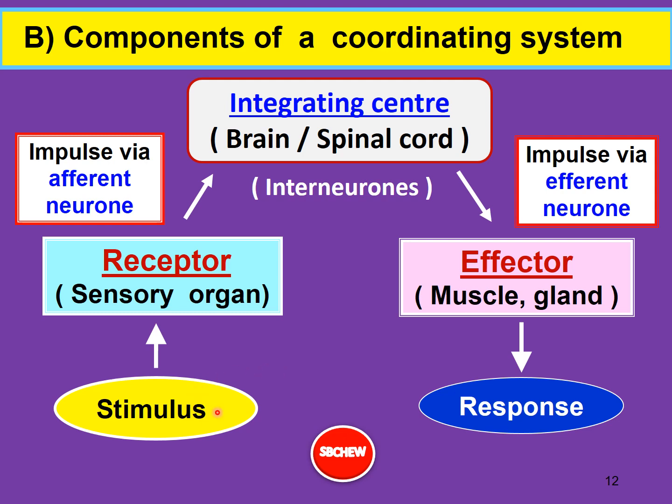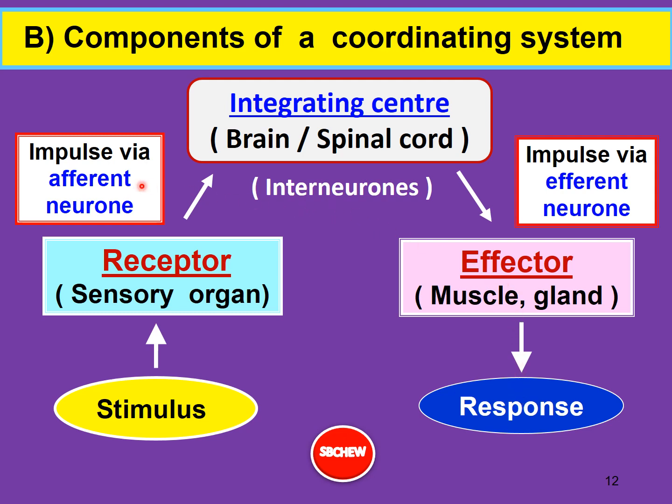The stimulus is detected by receptors. Receptors produce the impulse, sent via the afferent neuron to the integrating center, for example the brain. The brain interprets the information and sends an impulse which is transmitted by the efferent neuron to the effectors. An effector can be either a muscle or a gland, and it will carry out the response.